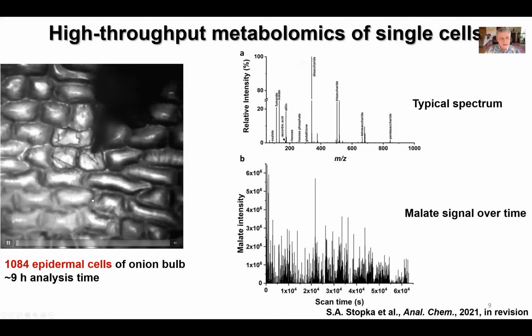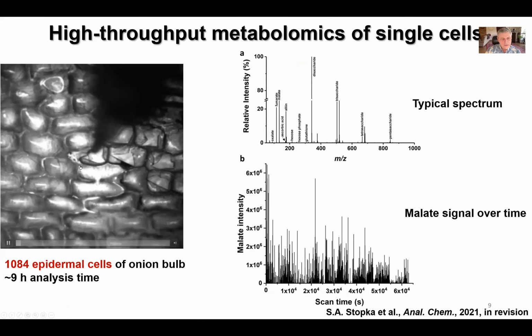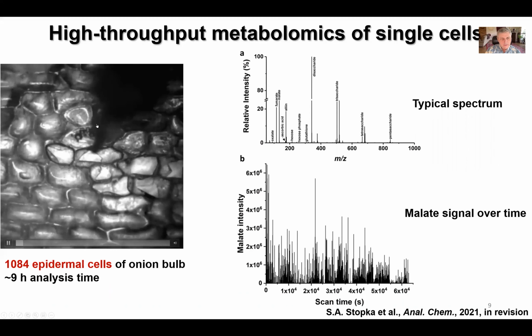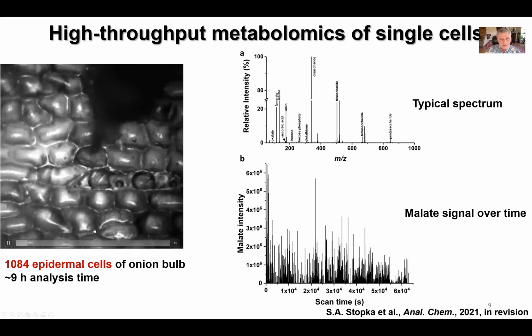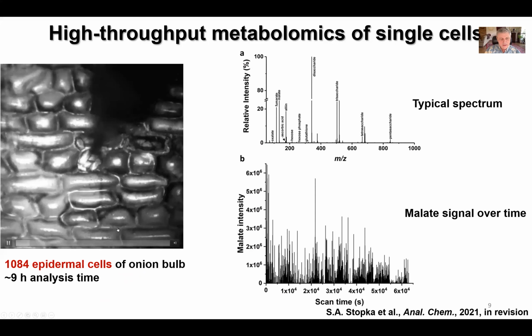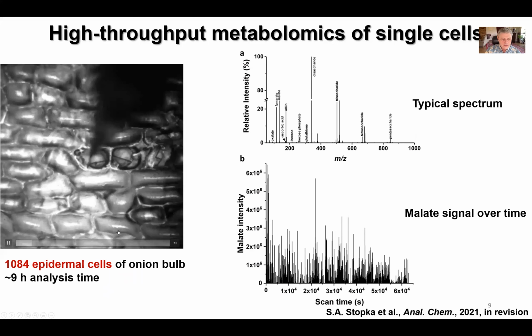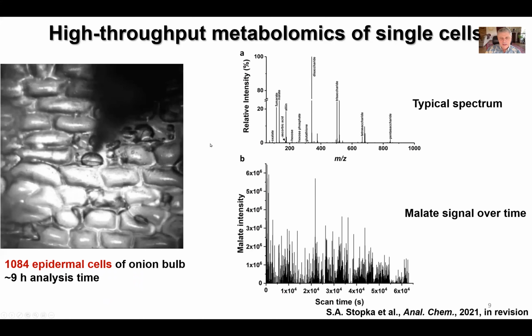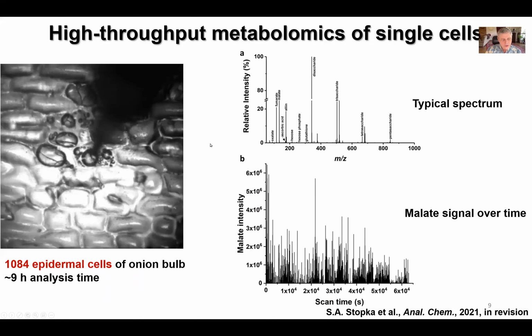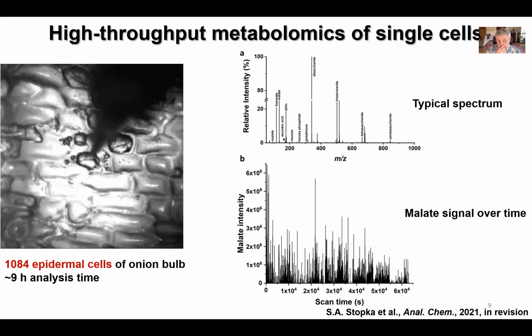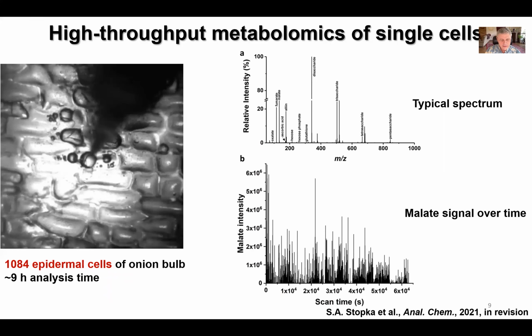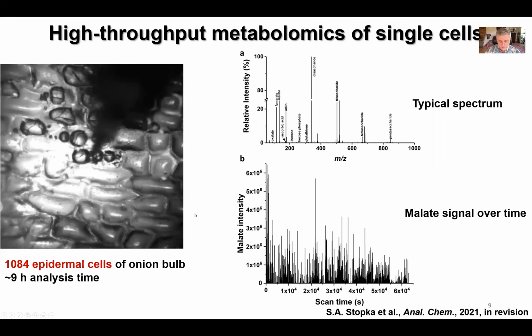You can actually see here, as we are moving from cell to cell, this is the tip of the optical fiber that delivers the laser pulse, and ablation takes place after a few laser pulses. So in this case, we were able to get an analysis from 1,084 epidermal cells from onion.